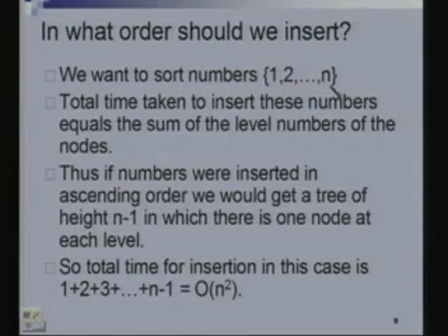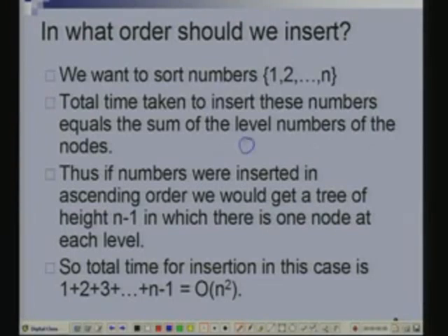So if I had inserted the numbers in sorted order, first 1, then 2, then 3 and so on, what kind of tree would I get? Straight, only right. I would have 1 followed by 2 followed by, yeah, so you remember that kind of picture. I would get a tree which looks something like the following: 1, 2, 3, 4, up to n.